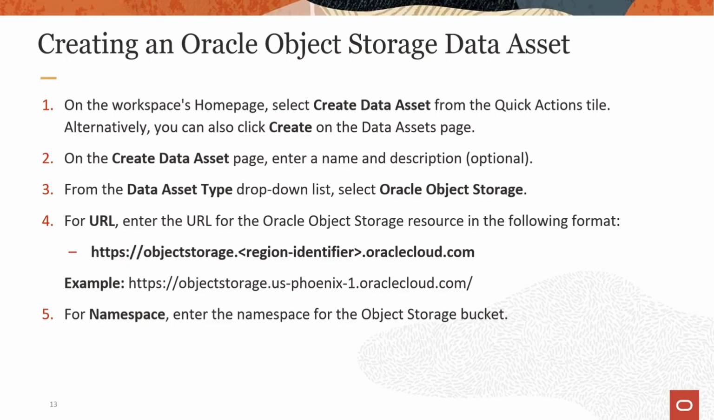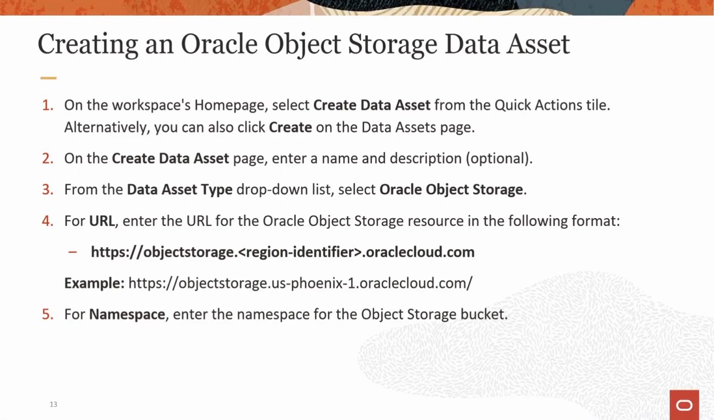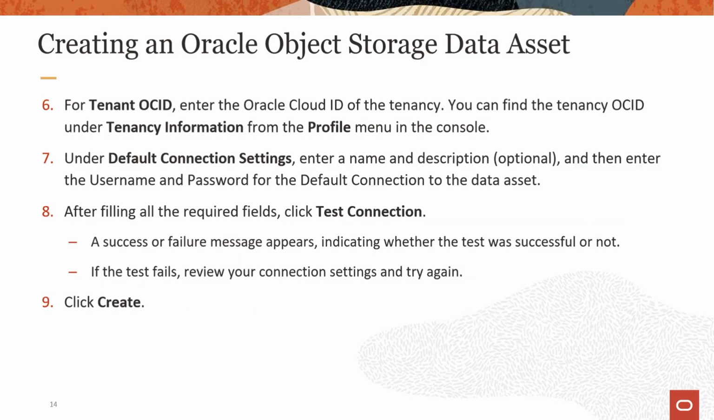Enter the URL for the Oracle Object Storage resource in the format shown here. For example, the region identifier can be us-phoenix. Then, enter the namespace for the object storage bucket. In place of tenant OCID, you should enter the Oracle Cloud ID of the tenancy. You can find the tenancy OCID under Tenancy Information from the Profile menu in the console.